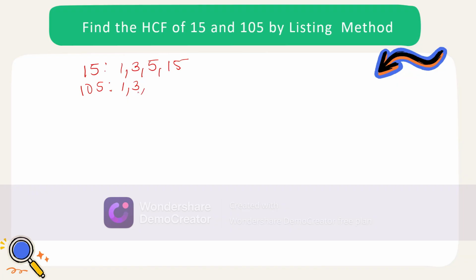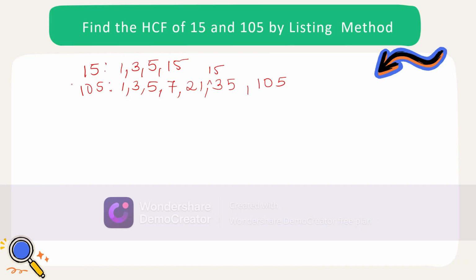4 you cannot divide, 5 you can divide, then 7 you can divide, then 21, 35 and 105, and one more, 15 over here.